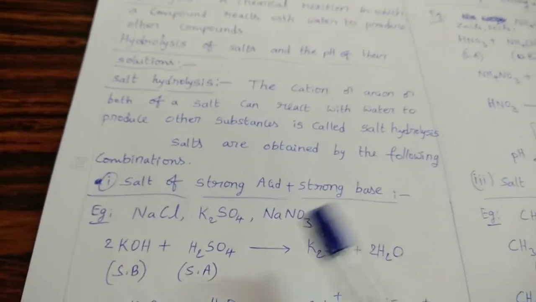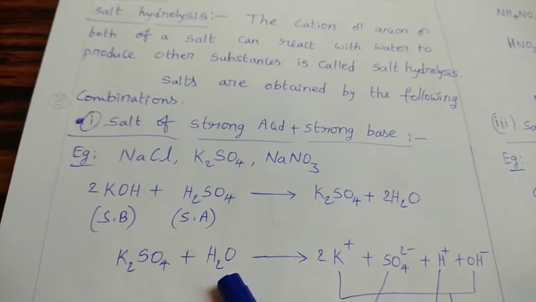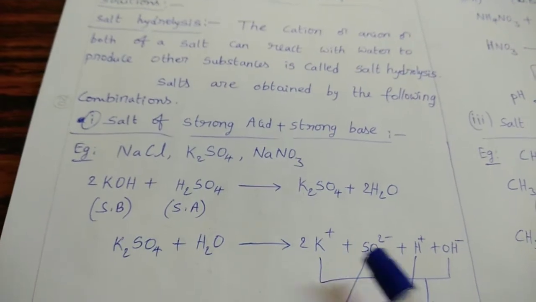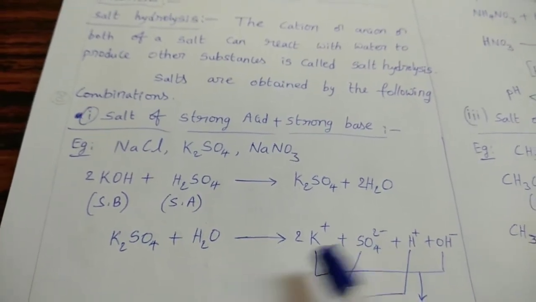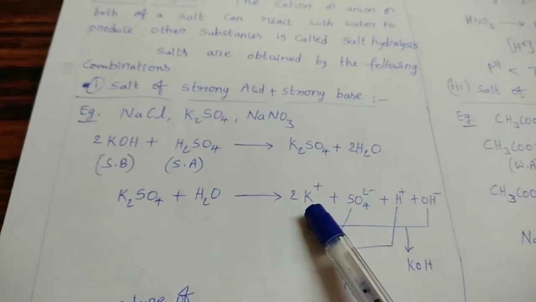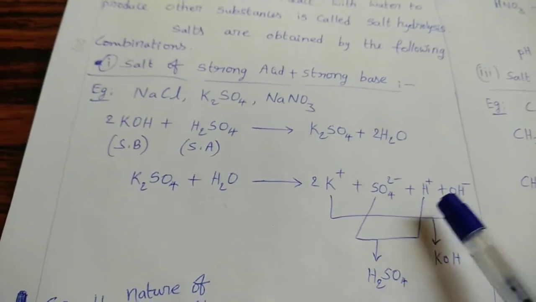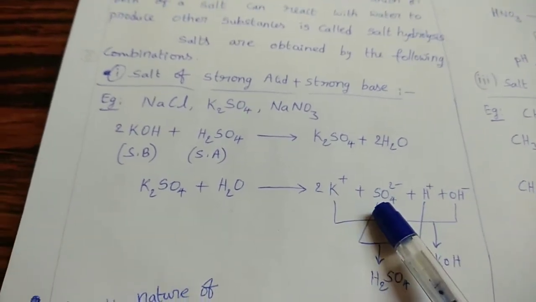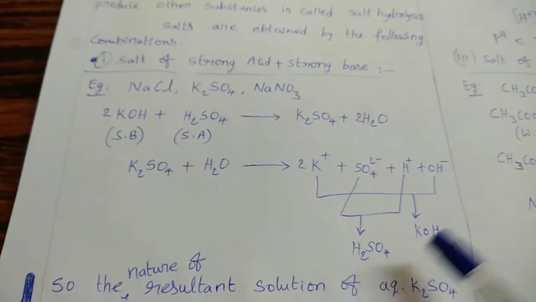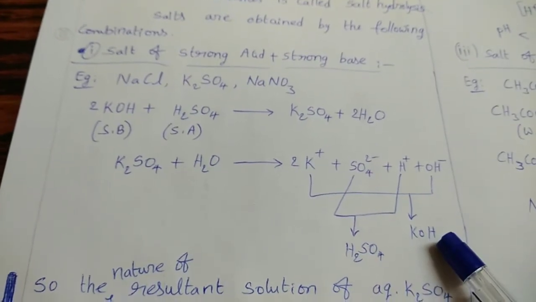Now take the example of K2SO4. This K2SO4 is added to the water. Then what happens? It can release K+ potassium ion, SO4 2- sulfate ion. Inside the water, H+ OH- ions are there. This K+ cation combines with OH- to form KOH. H+ combines with SO4 to form H2SO4. KOH, H2SO4. These are strong substances. This is strong acid, this is strong base.